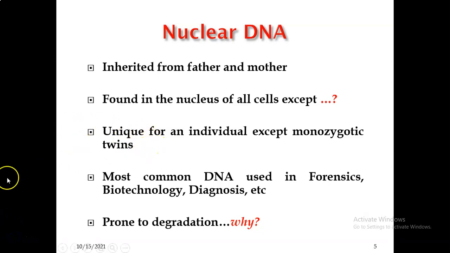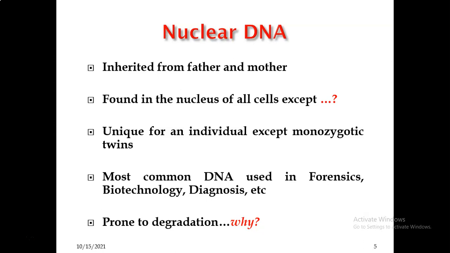So, this particular type of DNA cannot be found in matured red blood cells. Why? Because matured red blood cells do not have a nucleus. And once they do not have a nucleus, then it automatically means that they cannot have nuclear DNA.